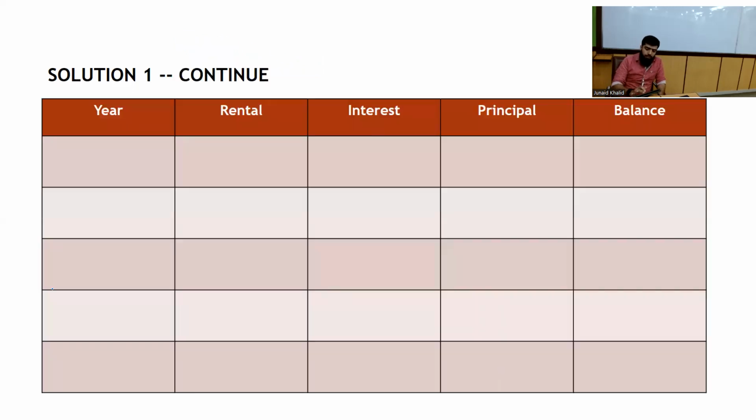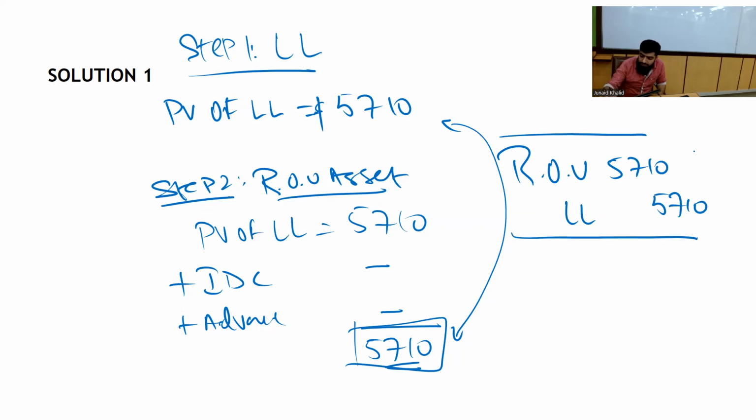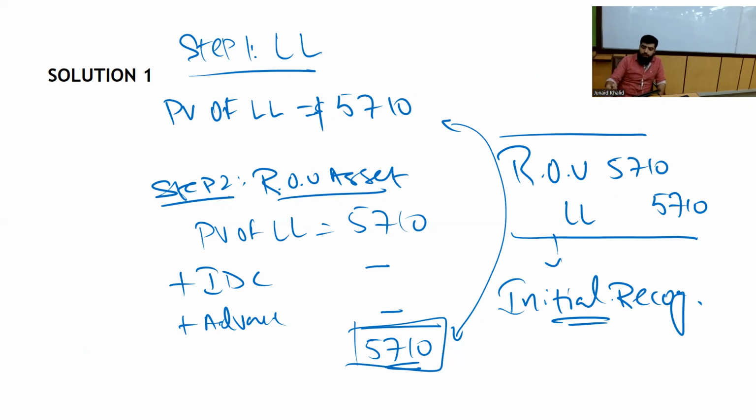Now, after performing steps 1 and 2, we need to recognize. So the accounting entry would be right of use asset debit and lease liability credit with the value of 5710. Now that is the recognition at the time of inception. This is known as initial recognition. Now what should be the procedure for subsequent recognition? Right of use asset would be recognized at its carrying amount. It means at the end of year one, we'll calculate the depreciation and the carrying amount of the right of use asset, and this will be recorded in the balance sheet.